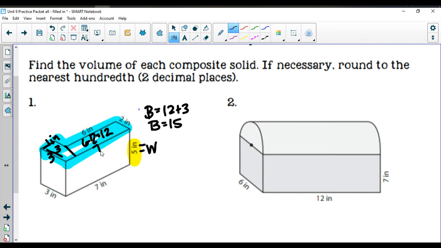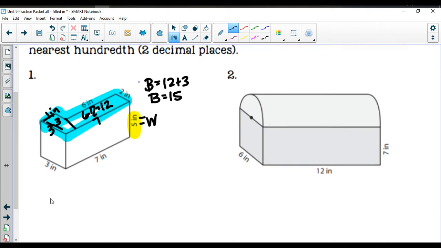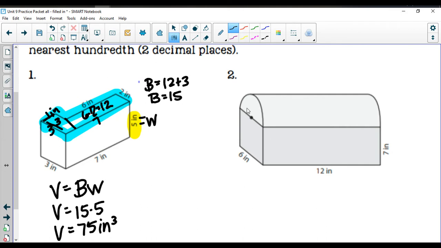Because we are to the point in this unit where we've talked about area, I am going to let you go a little bit easier in terms of what you're actually showing for your work. So volume of this is going to be B times W. Our B value is 15. Our W value is 5, which is going to give us 75 cubic inches then.